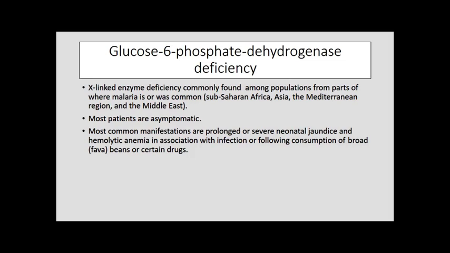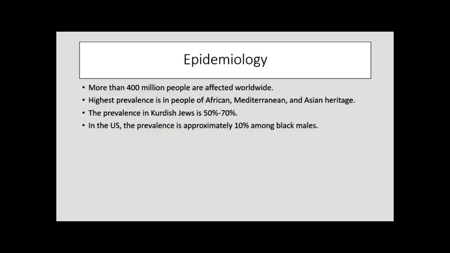When babies are born, it is normal that they have a physiologic jaundice for some days. Okay? But if you have a prolonged and severe neonatal jaundice because of the hemolytic anemia in these babies, in association with infection, following the consumption of fava beans or certain drugs that produce oxidative damage, okay, we are going to suspect that these patients have glucose 6-phosphate dehydrogenase deficiency. Notice that more than 400 million are affected. Remember, most of them are asymptomatic. Remember the area of the world from where these patients come.